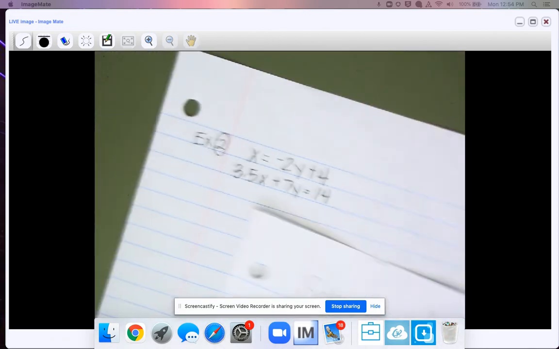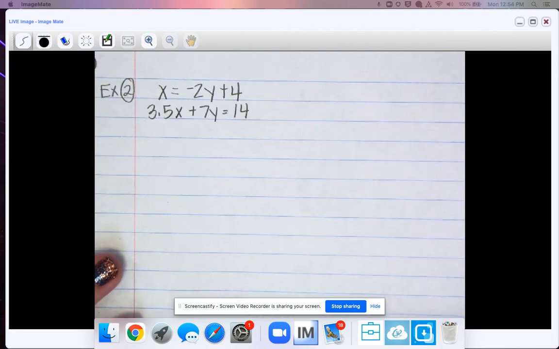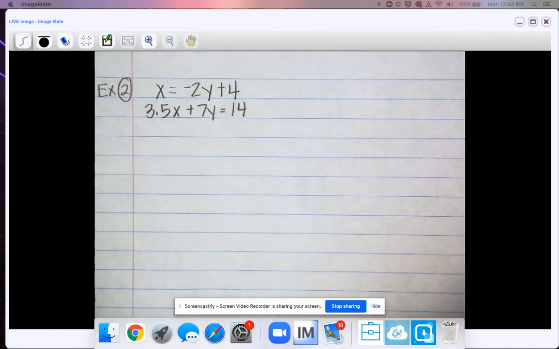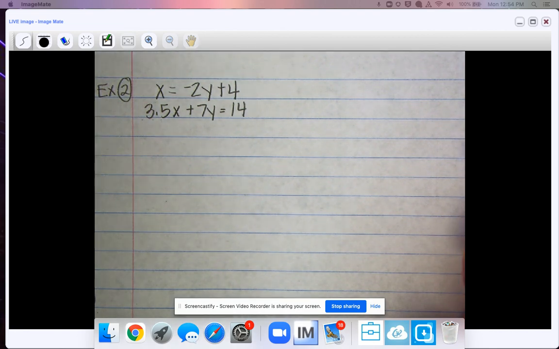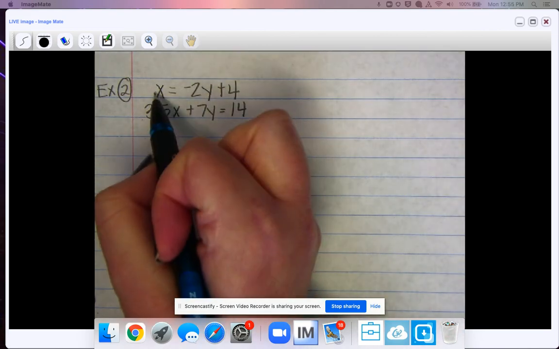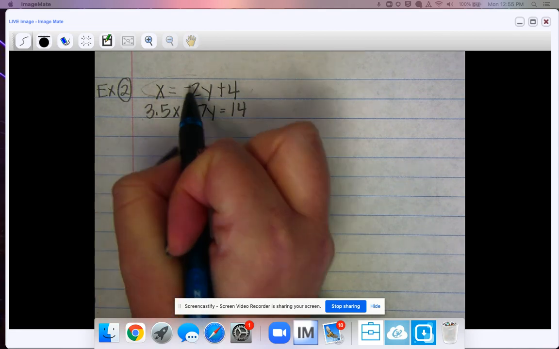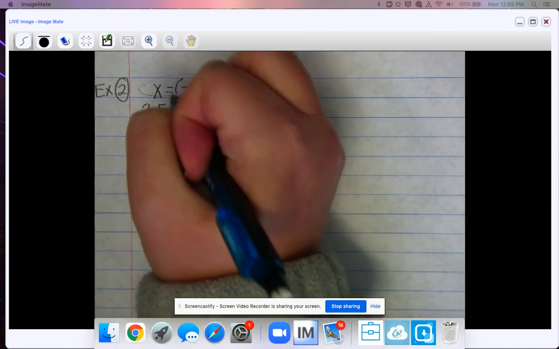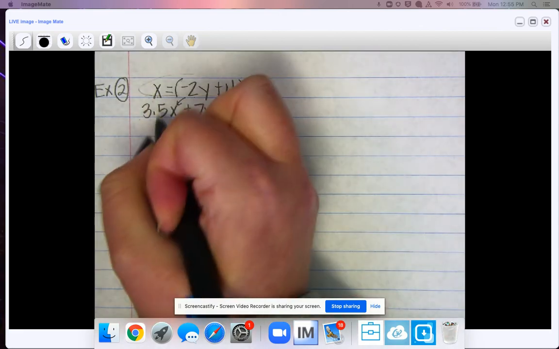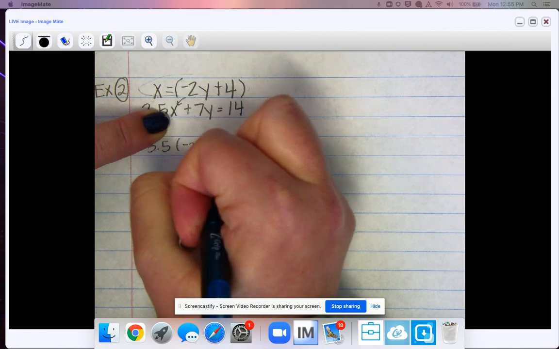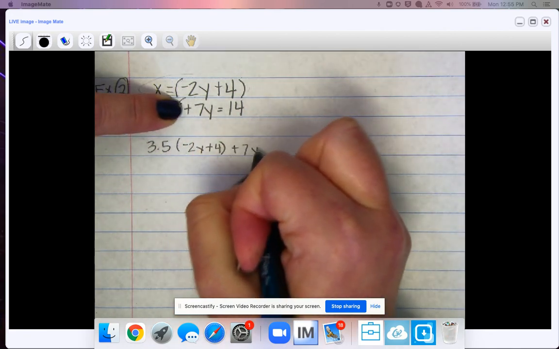All right, so then my next example, I have x equals negative 2y plus 4 and 3.5x plus 7y equals 14. And so here, I don't have y solved for either one of them, but the only requirement for solving with substitution is that there's one variable isolated in one of the equations. So I have that requirement met right here. I know that x is equal to negative 2y plus 4, so x is already isolated. I'm going to take this entire expression and plug it in where that x is. So that turns into 3.5 times x, and now x is negative 2y plus 4, and then plus my 7y equals 14.